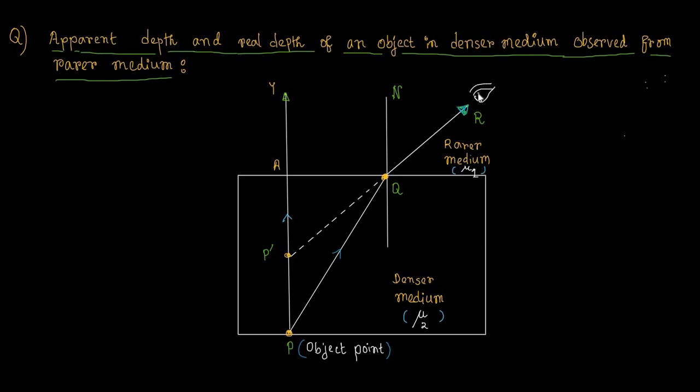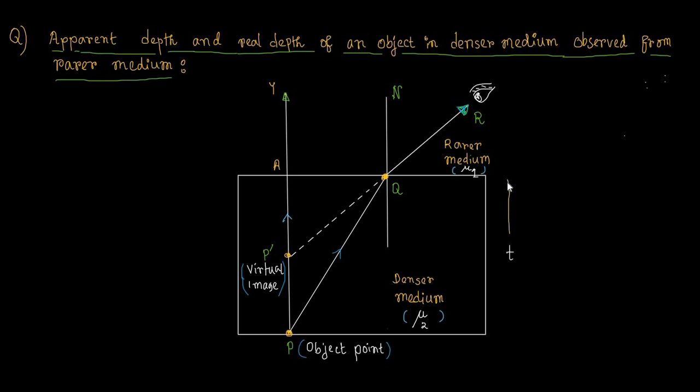Now the point object P existing in the denser medium is observed from the rarer medium. The human eye is placed in the rarer medium to observe the object point P. This is the object point P, which exists in the denser medium. A ray will be refracted along QR, and the QR ray is extended in the backward direction, and it will appear to come from the point P prime. That's why P prime is a virtual image of the real object point P.